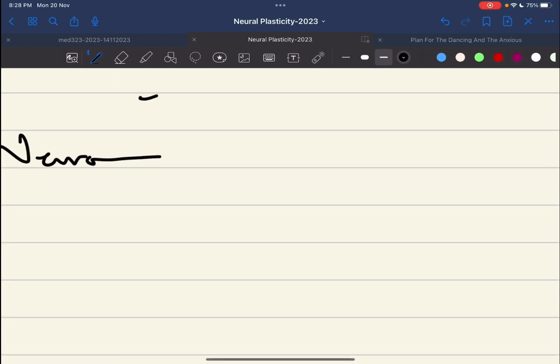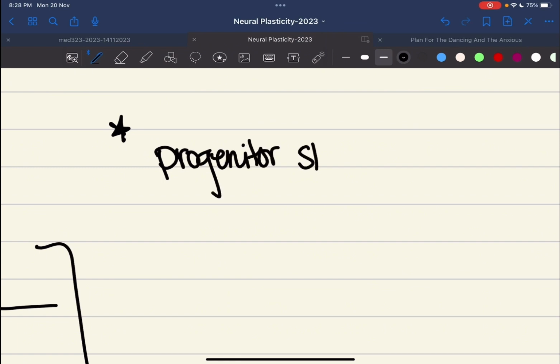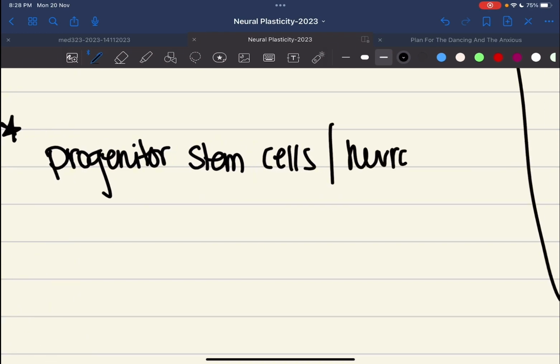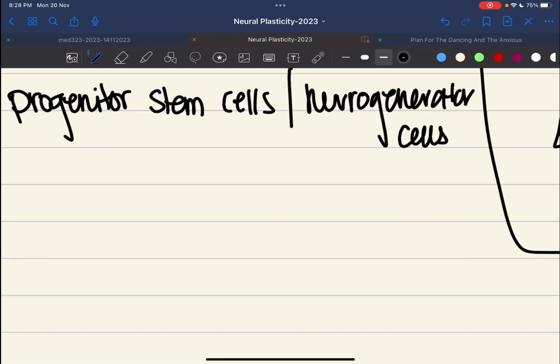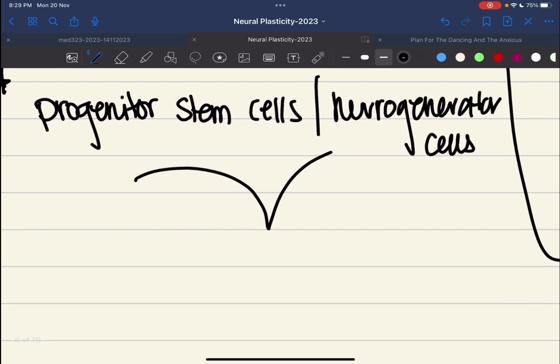So neurogenesis starts from stem cells. We have progenitor stem cells, also called neurogenerator cells, that are stimulated to differentiate into neurons. So how does this happen? How is neurogenesis kick-started? Well, there's a couple of things that the progenitor stem cells need in order for neurogenesis to happen.